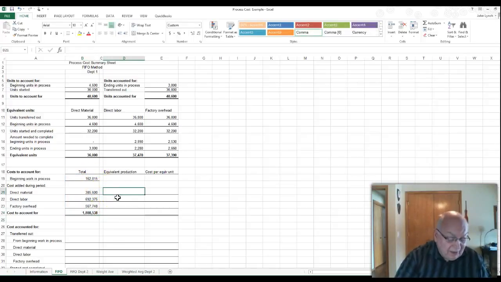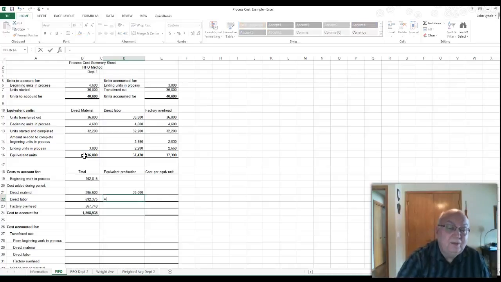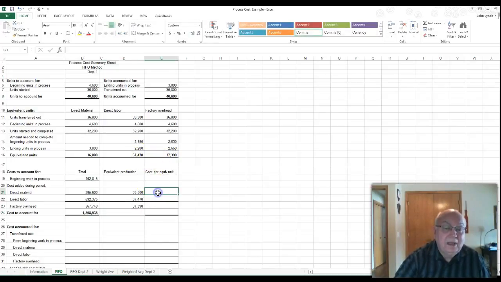Okay. Now here's where it gets a little bit interesting, because this number here is my equivalent units for material. And this one is my equivalent units for direct labor. And factory overhead, of course, is my equivalent units for the factory overhead. Now to get the cost per equivalent unit, we take the total cost, 385,600, divided by the equivalent units.